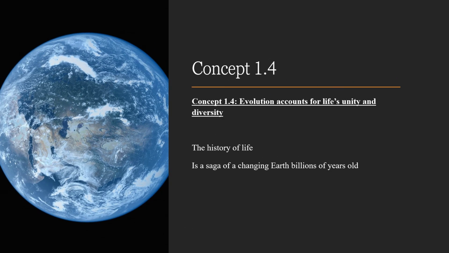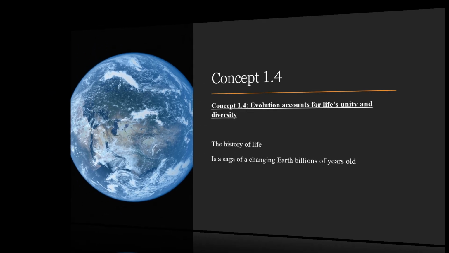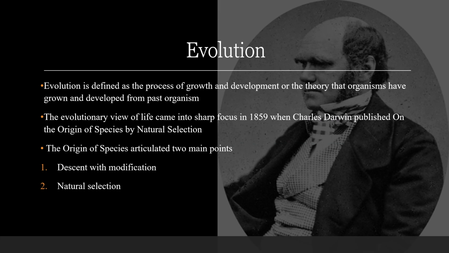Last concept we have is about evolution. Evolution accounts for life's unity and diversity. The history of life is a saga of a changing Earth, billions of years old. Evolution is defined as the process of growth and development or the theory that organisms have grown and developed from past organisms. Evolutionary view of life came into sharp focus in 1859 when Charles Darwin published On the Origin of Species by Natural Selection.